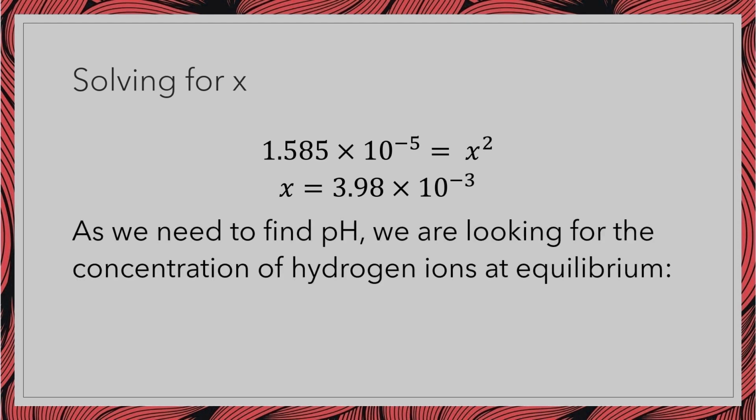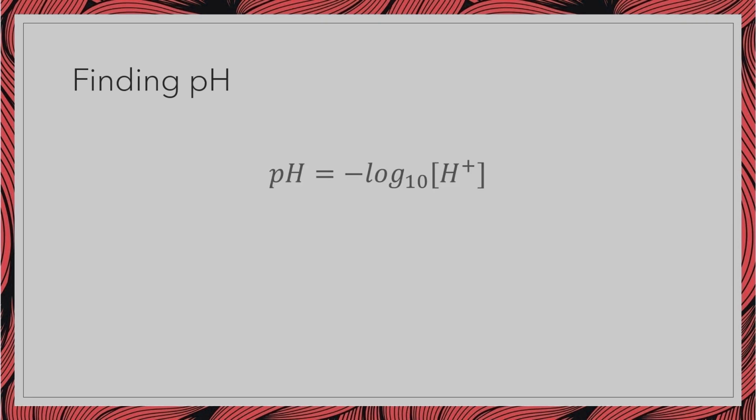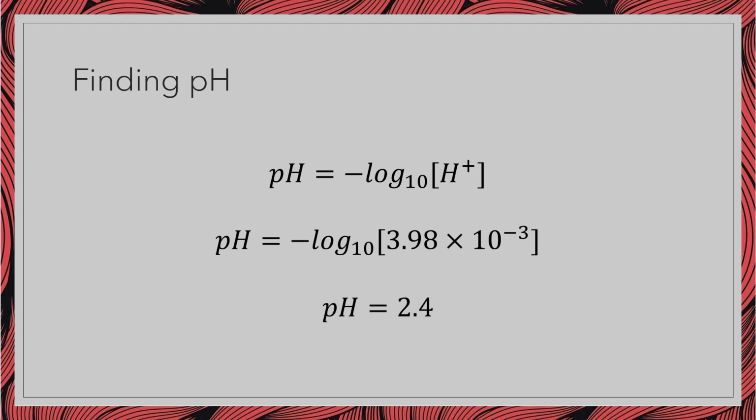Now, as we need to find the pH, we're looking for the concentration of hydrogen ions at equilibrium. If we look back at our ice table, we can see that the equilibrium concentration of H+ is X. So in this case, it's just our X value, 3.98 times 10 to the negative 3. We take that value, put it into our pH calculation, and we get 2.4. So if we made up a 1 molar solution of acetic acid, it should hopefully give us a pH of 2.4.